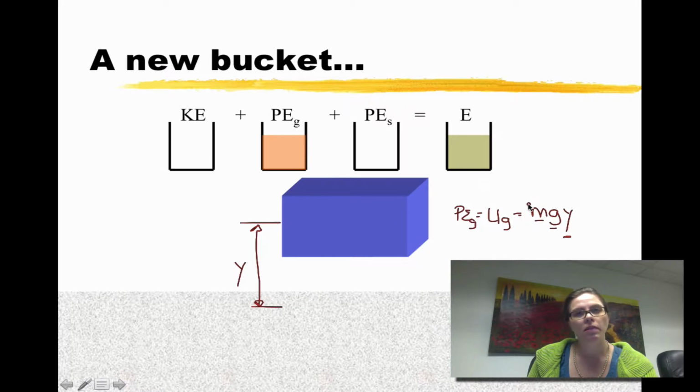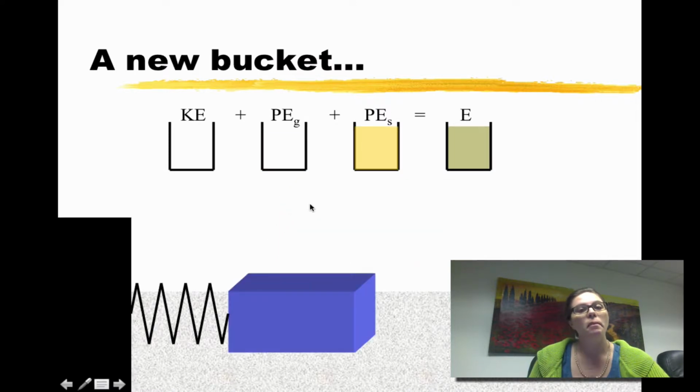Since the mass of the box won't change, most of our objects in mass won't change. The gravity stays the same because we're always on Earth, which is helpful. So the thing that does change is our y position. The higher we are off from our zero, the more potential energy we have.